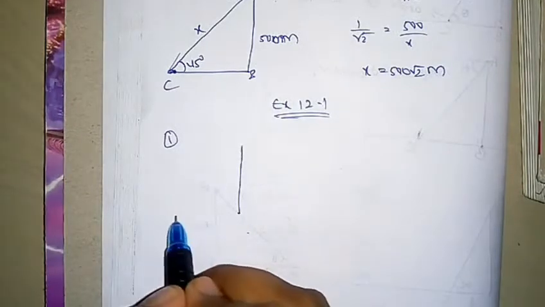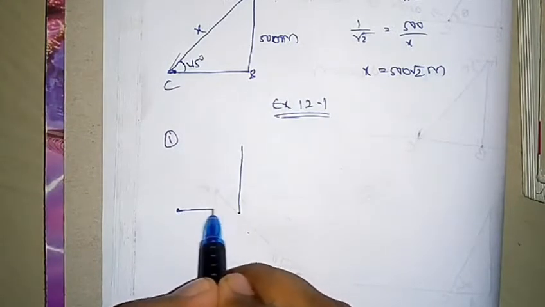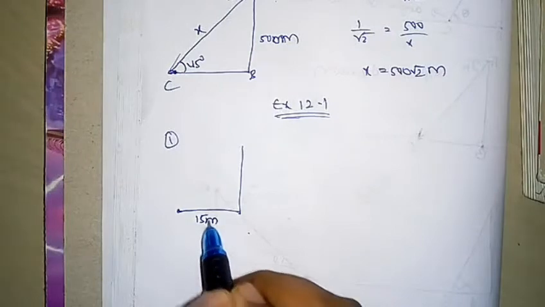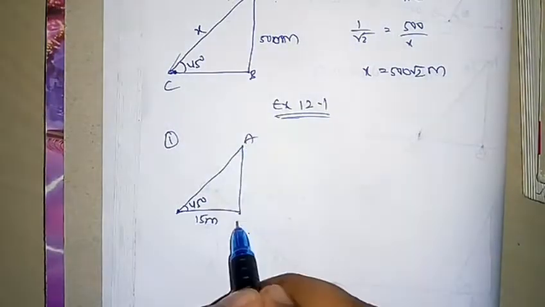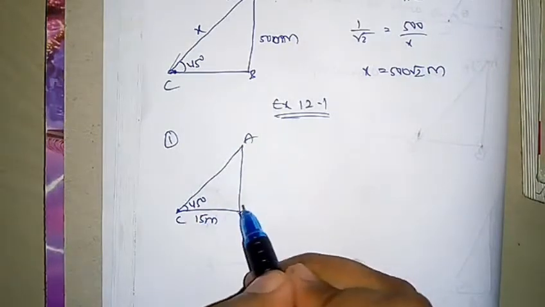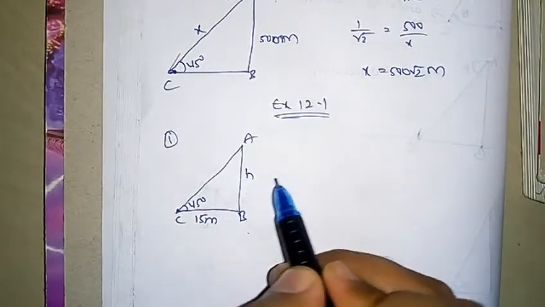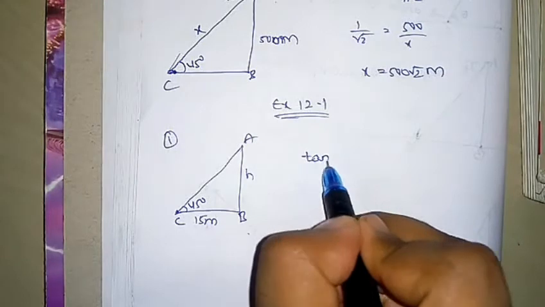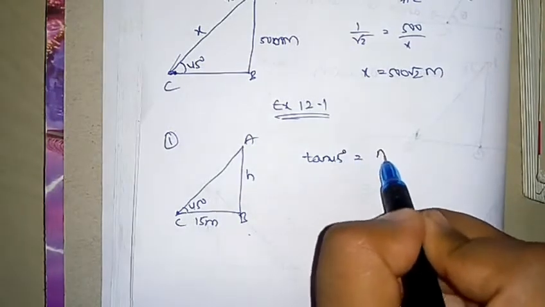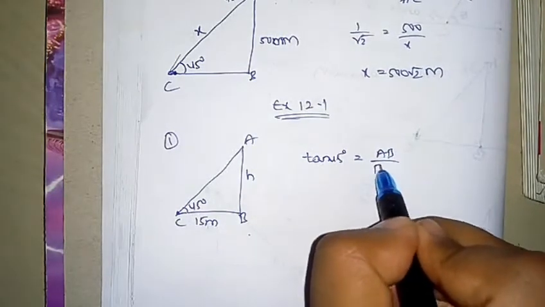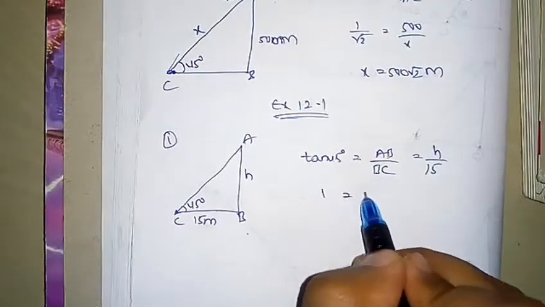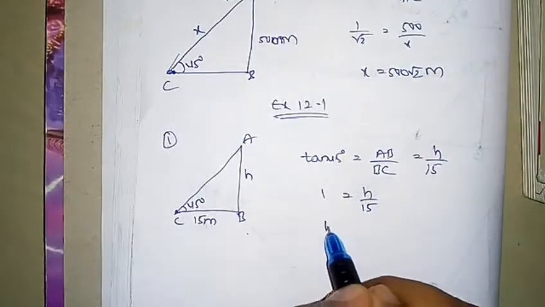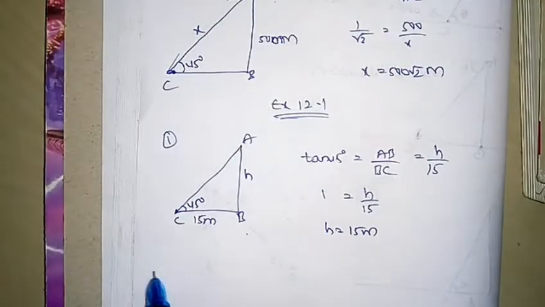So there is a tower and you are standing 15 meters away from the tower with an angle of elevation of 45 degrees. That is A, B, C. What is the height of the tower? Let this be height h. So tan 45 degrees is equal to opposite side AB by adjacent side BC, which is equal to h by 15. Tan 45 is 1, so h by 15 is equal to 1, so h is equal to 15 meters.